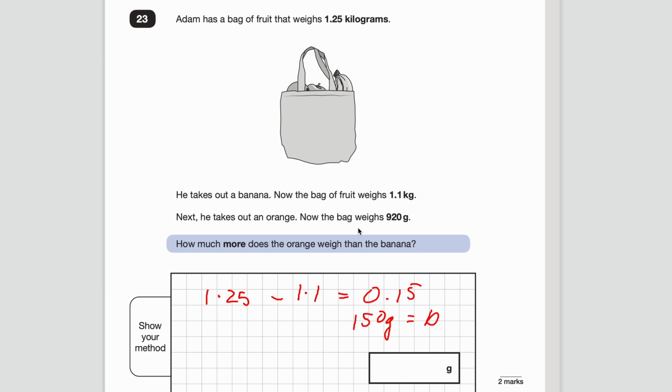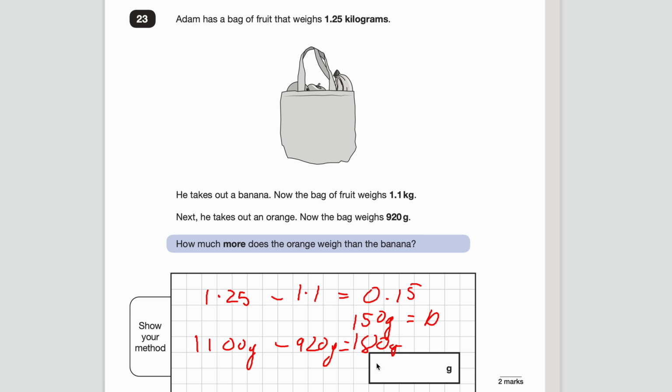Next, he takes out an orange, and the bag now weighs 920. So we need to do the same again. What's the difference between 1.1 kilograms and 920? So what's 1.1 kilograms in grams? It's 1,100 grams. Subtract 920 grams. So what's the difference between these two? 80 would make 1,000, and then we've got 100 more. So it would be 180 grams.